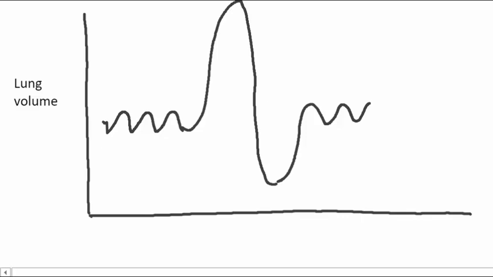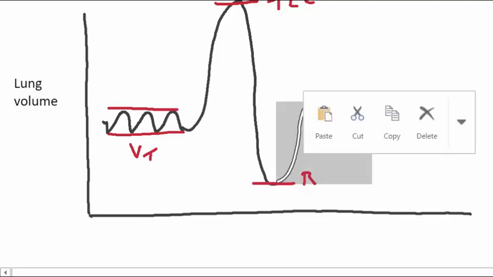So what we have here at the beginning, the tidal volume, so inspiratory and expiratory, that's your tidal volume right here. At the end of the maximal inhalation, all the way up here, now you're at total lung capacity. When you breathe out all the air that you can, you are now down here, what's called the residual volume.